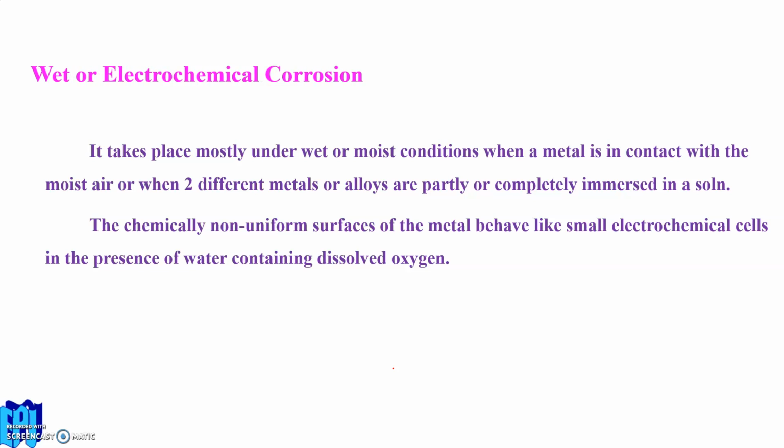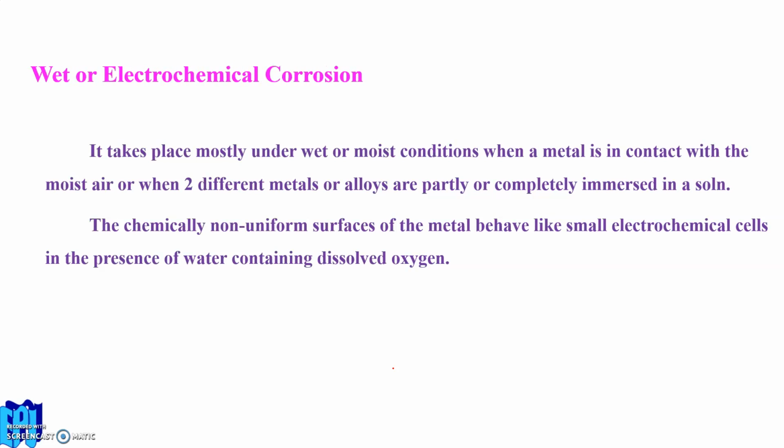Before discussing the topic, let us discuss what you mean by wet corrosion. We know what corrosion means: the deterioration or the destruction of materials. In my previous video, I discussed what corrosion is and the different types of corrosion. There are mainly two types of corrosion. The first one is wet corrosion, the second one is dry corrosion. Wet corrosion mainly takes place in the presence of moisture. So let us discuss what wet corrosion is.